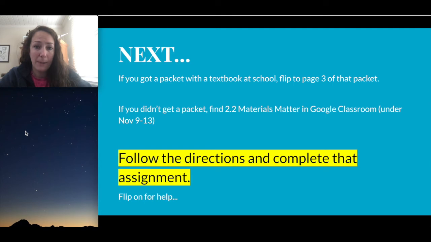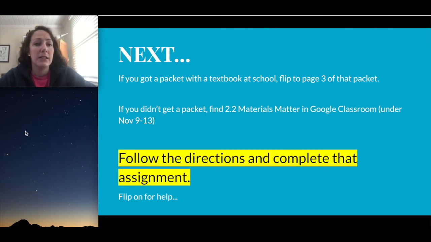Okay, so your next step here. If you got a packet at school, so if you and your parent came and you picked up a textbook and a packet, you're going to flip to page 3 of that packet. If you did not get a packet, you need to go into Google Classroom and find 2.2 Materials Matter under the November 9th through 13th module in our classwork section, okay? So again, flip to page 3 of your packet or go to Google Classroom and find the assignment for today called 2.2 Materials Matter, and you're going to follow the directions to complete that assignment.